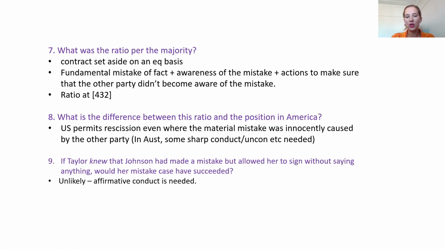If Taylor knew that Johnson had made a mistake but allowed her to sign without saying anything, would her mistake case have succeeded? Well, the answer is most likely probably not, okay? The reason being is that affirmative conduct, that deceptiveness, that level of unconscionability is needed. So silence there would generally be interpreted from that objective view to be okay. All right. So some affirmative action is needed under these principles relating to unilateral mistakes to be successful.